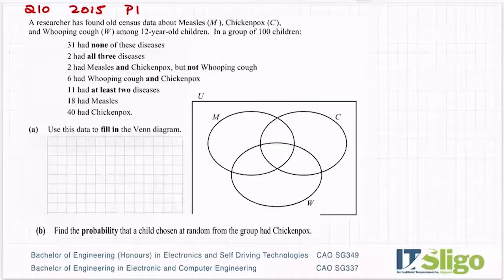Okay, a few questions on sets. Question 10, 2015. A researcher has found old census data about measles, chickenpox, and whooping cough among 12-year-old children.